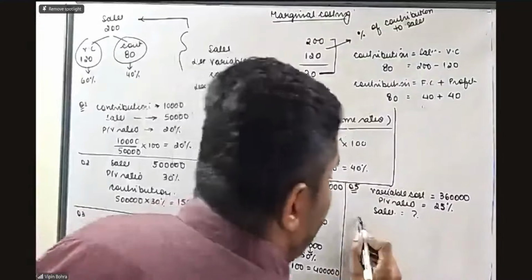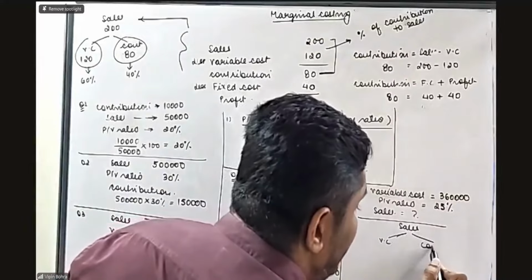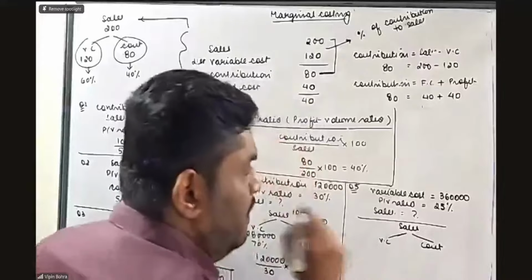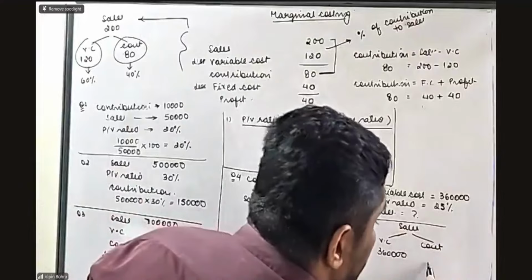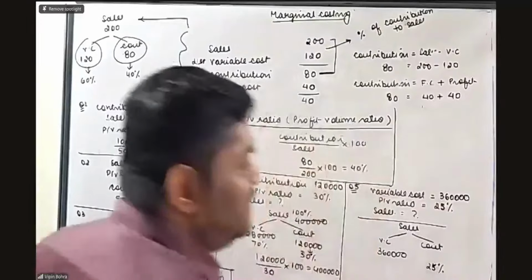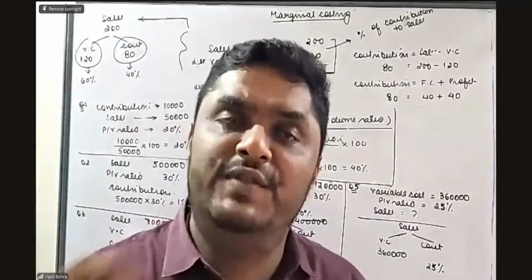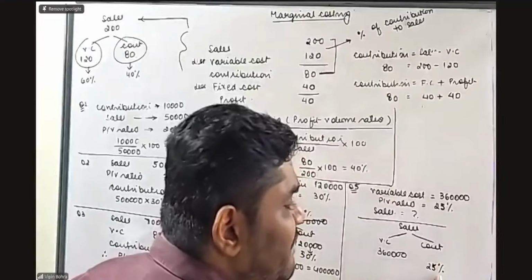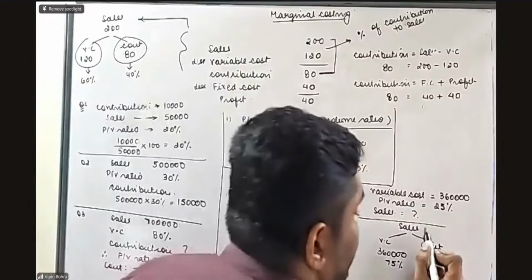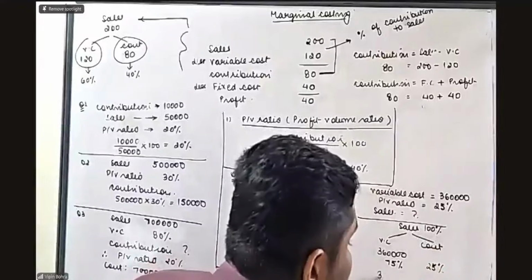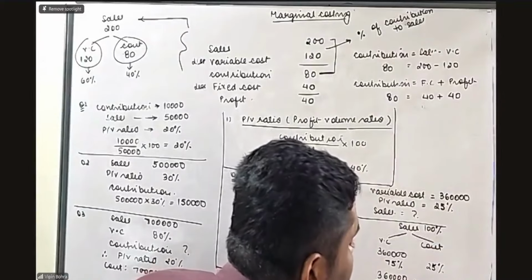So here, in very simple terms again, sales can be divided in two parts, variable cost and contribution. My variable cost is how much? 3,60,000. Now my contribution is not given, but the PV ratio is given, 25%. PV ratio is 25%. It means my contribution is 25% of sales. So if my contribution is 25% of sales, my variable cost will be how much? 75%. And sales will be how much? 100%. So this 3,60,000 is equal to how much? 75. So how much will be 100?